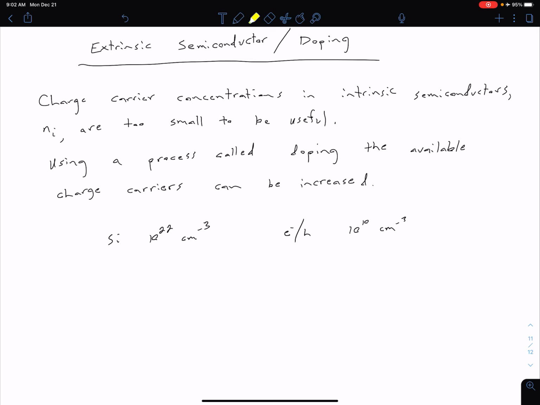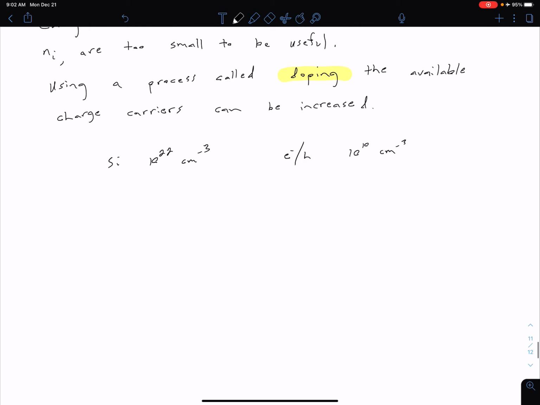So we have this process called doping where we can increase these available charge carriers. And not only can we increase them, we can increase them to a certain level so we can sort of control the material properties. And so before we get into how we can use that to create devices, let's start by more clearly defining what doping is.